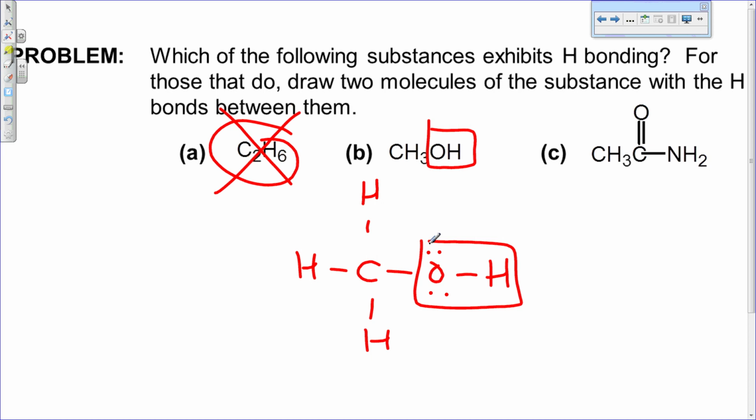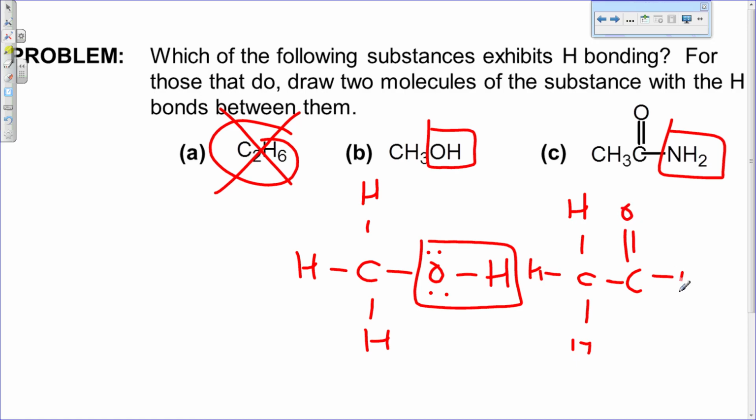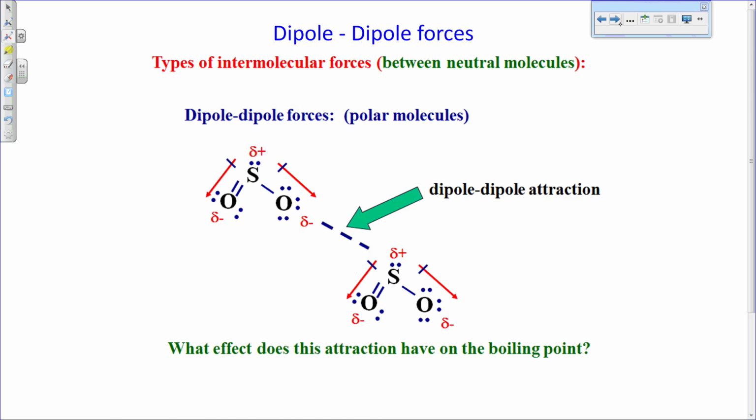Same thing here. You notice this when I go to draw this, CH3, single bond to a C, which is double bonded to an O, which is single bonded to a nitrogen, which has two hydrogens trailing off it. So right there, I have an H directly bonded to a nitrogen, which means that this will also hydrogen bond. So B and C exhibit hydrogen bonding based on their formulas.